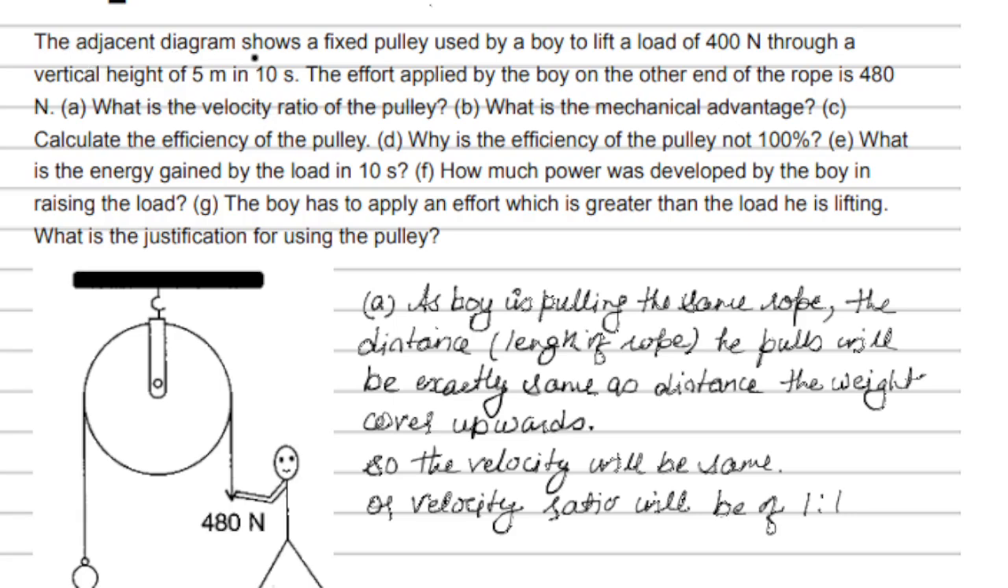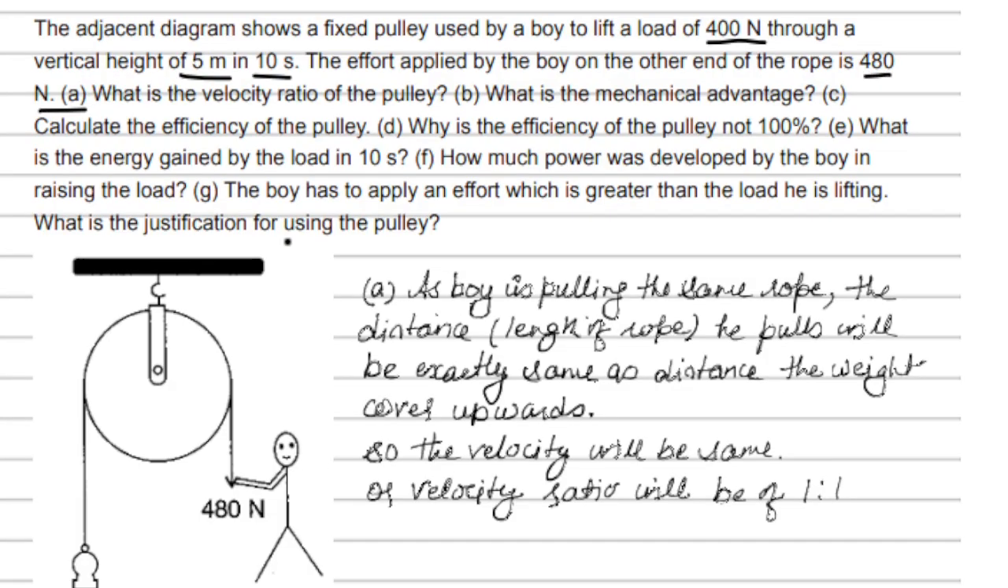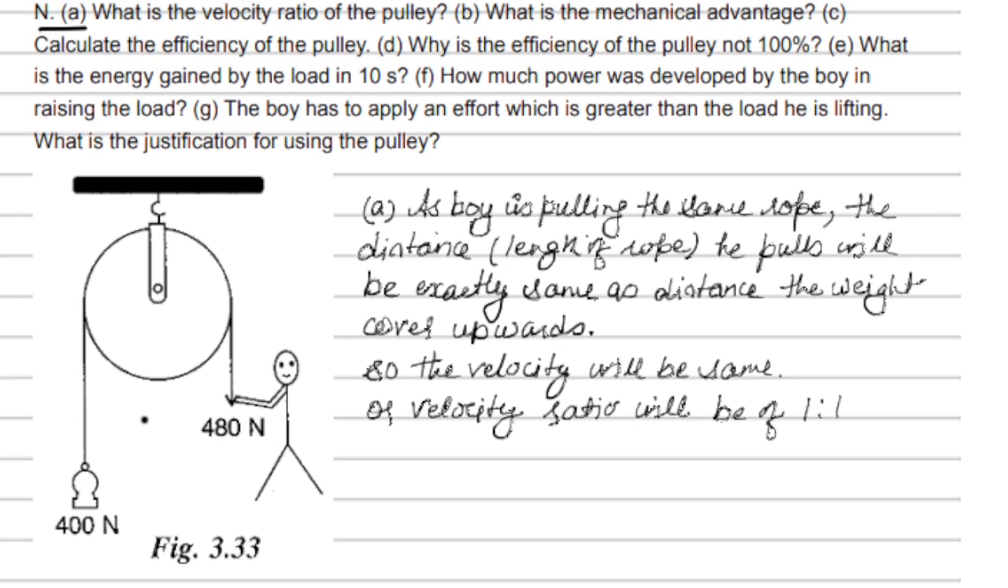The adjacent diagram shows a fixed pulley used by a boy to lift a load of 400 Newton through a vertical height of 5 meter in 10 seconds. The effort applied by the boy on the other end of the rope is 480 Newton. So the figure is somewhat like this. 480 is the effort applied, and the load which is picked up is only 400. So there is a difference.